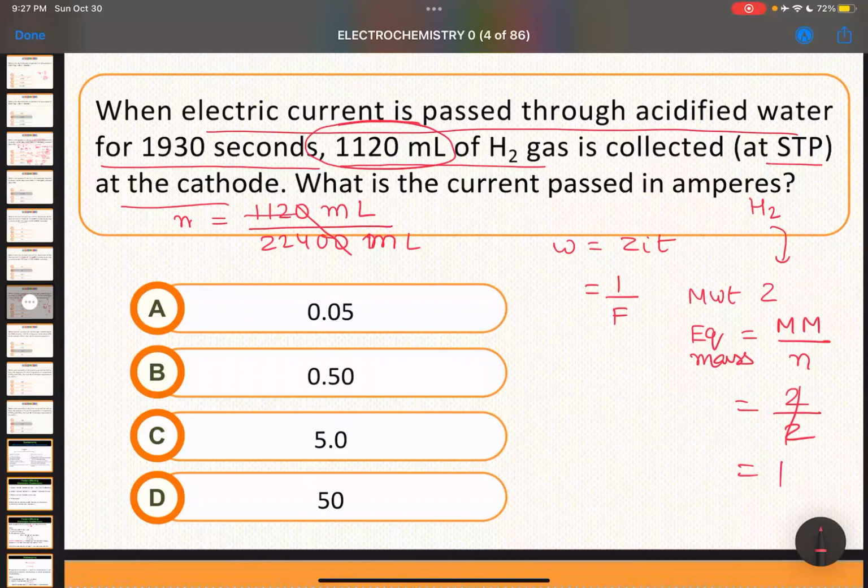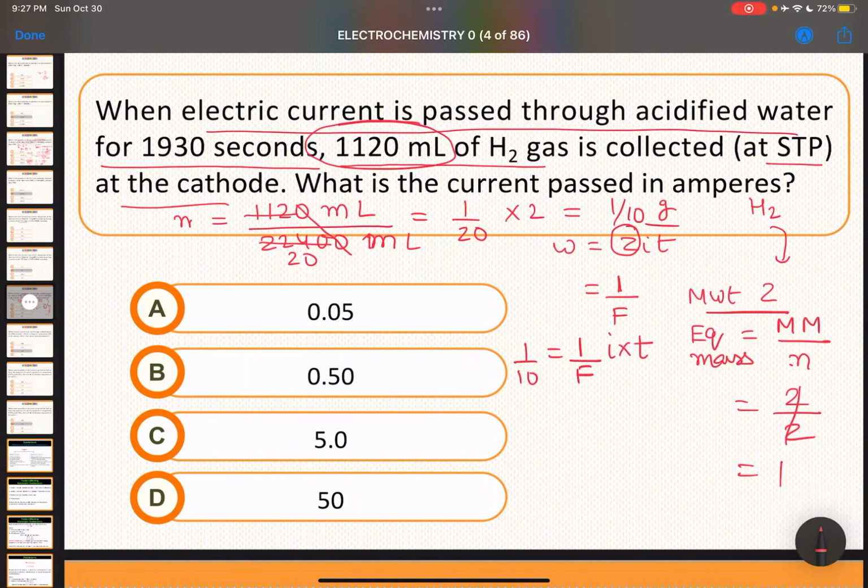So it is going to be 1 upon 20 mole. And how much mass? Mass is multiplied by molar mass 2, equals 1 upon 10 grams. Hydrogen you need to produce, so W equals 1 upon 10. Electrochemical equivalent is equivalent weight by Faraday's constant. Equivalent weight is 1, molar mass by N, that we calculated, into I into T. So time is already given, 1930.